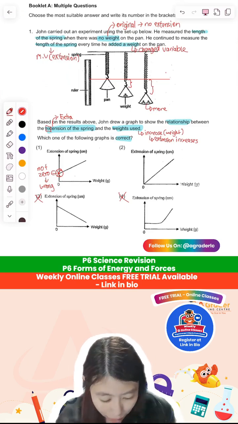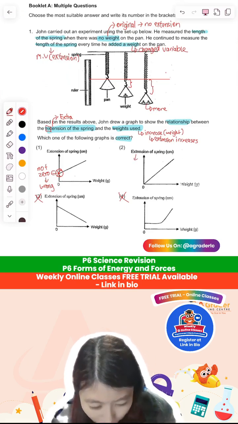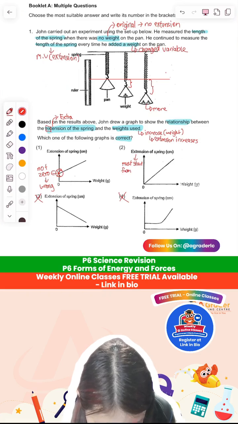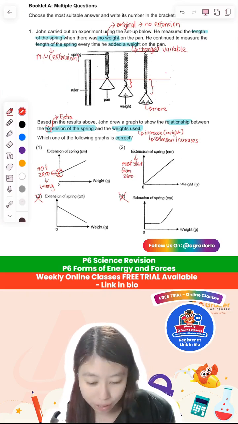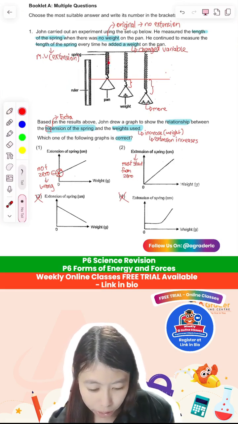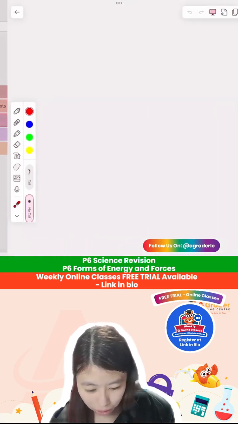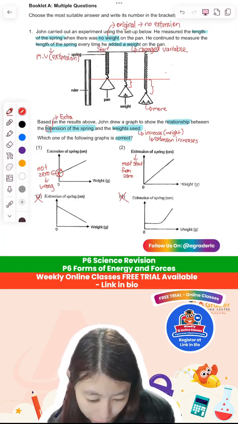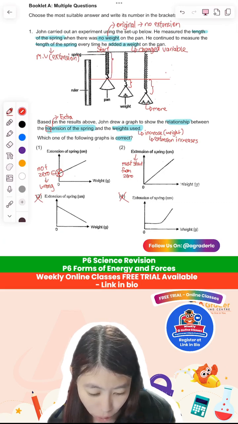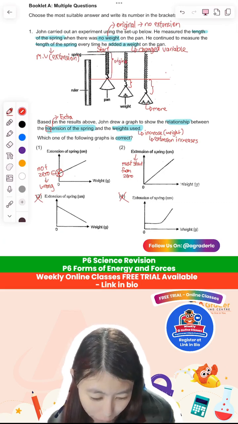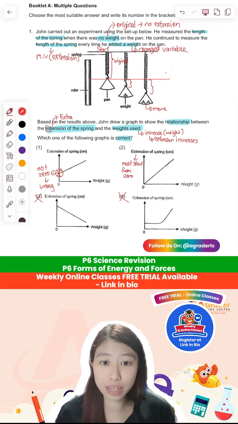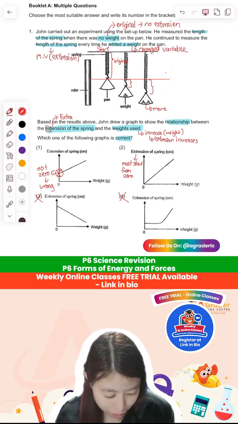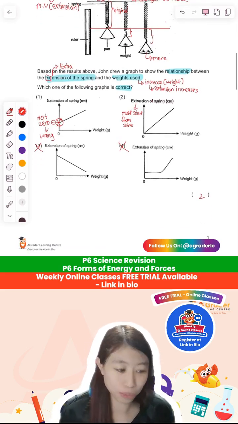Why? As I mentioned earlier, extension must start from 0. Because at the start, this is the original length. This is the starting point. Sorry, I keep accidentally clicking on back. This is the start. This is no extension. This is the original length. So you must understand this part. It must start from 0, nothing extra at the start of the experiment. So your answer for this is supposed to be number 2.